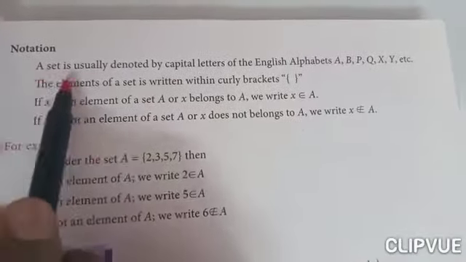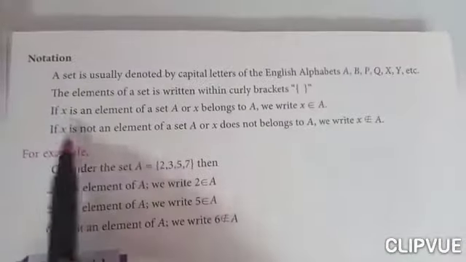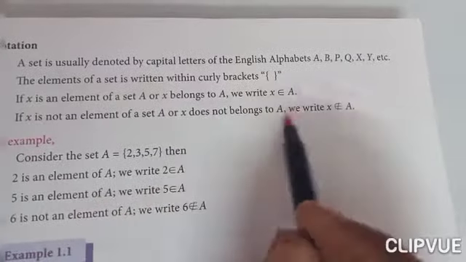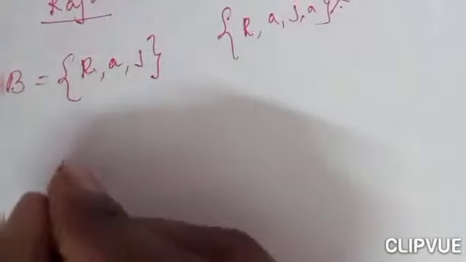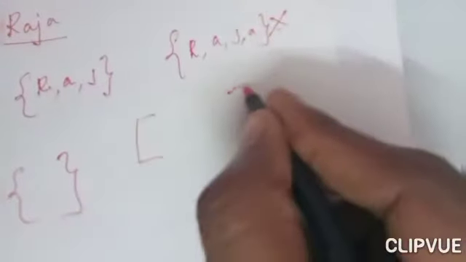A set is usually denoted by a capital letter of the English alphabet. Any English alphabet you can take. And also the elements of a set are written within curly brackets. So this is the curly bracket. Look at here. If you write the set inside this other bracket, it is wrong. Always you have to use this curly bracket.